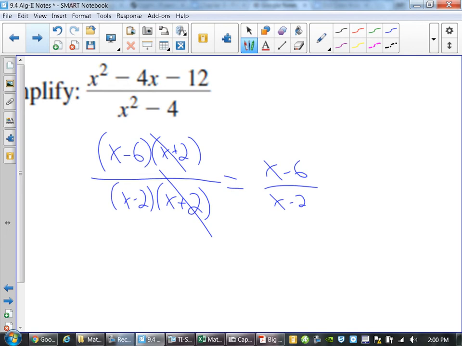Why is this answer not 3? Why would it be? You can't cross out over addition. Right? You can't simplify over addition, so you're done. You can't cross anything else out. You can't do any of that kind of junk because of the addition. You can only simplify when things are terms, things are parentheses, multiplying straight out.